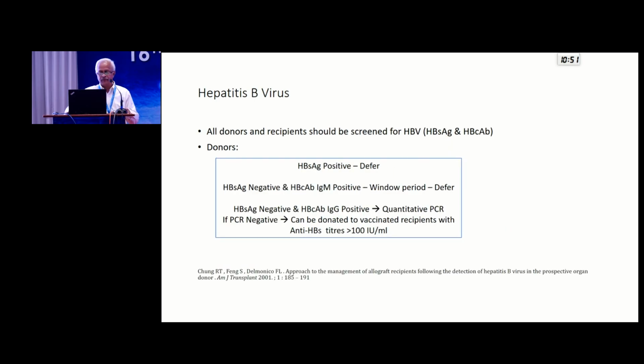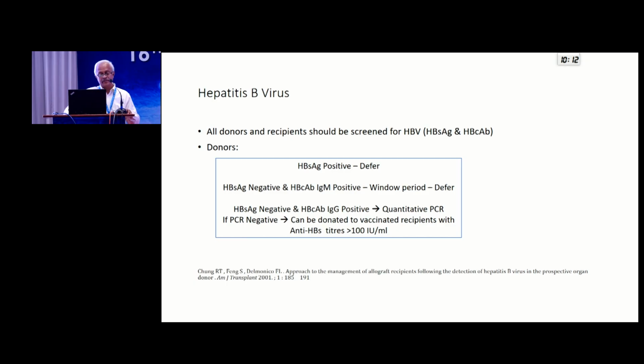We all do that. How about hepatitis B virus? All the donors and recipients should be screened for hepatitis B. How do we do that? Hepatitis B surface antigen and hepatitis B core antibody. For the donors, if there is a positive hepatitis B surface antigen, defer the donor. If the donor is negative for HBsAg, but positive for hepatitis B core IgM, the donor is in the window period, again you have to defer donation.